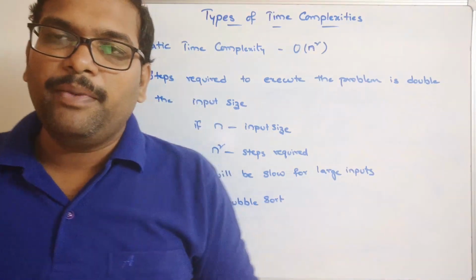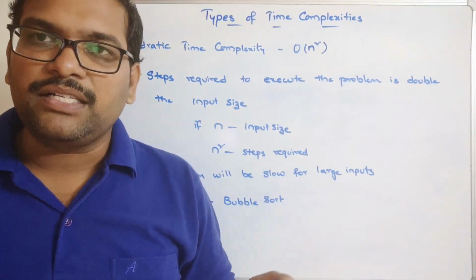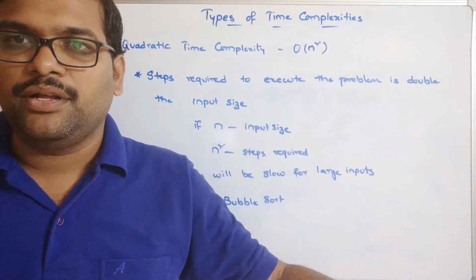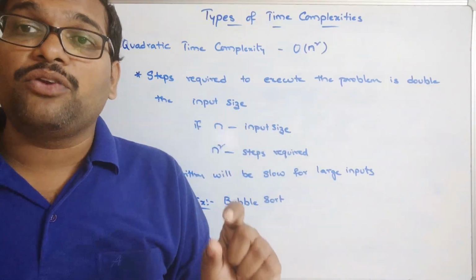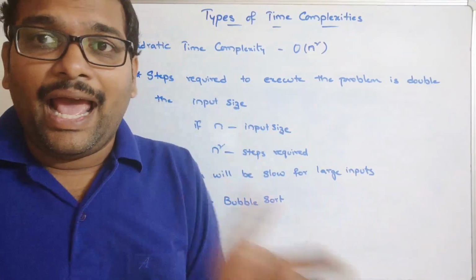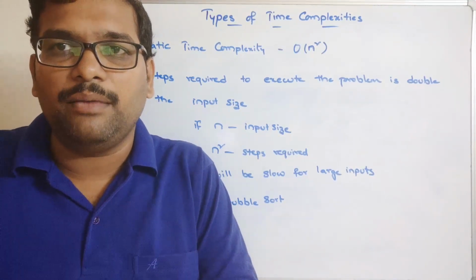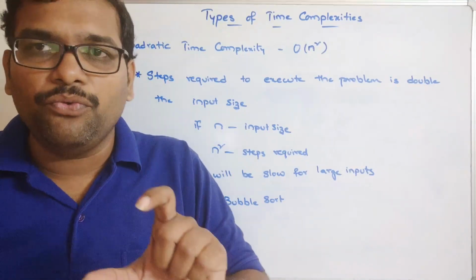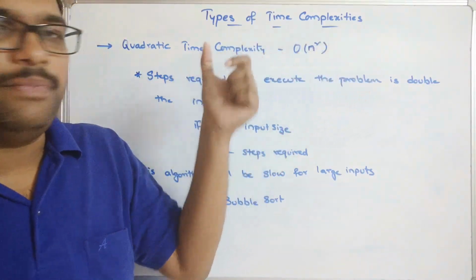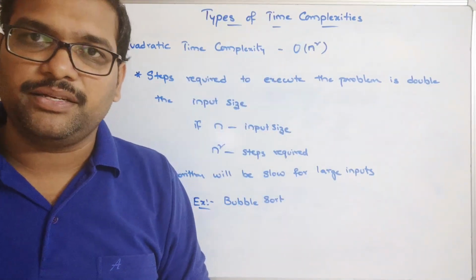The main logic of implementing the bubble sort is comparing the consecutive elements. After the first pass, the highest element will be residing at the last position. So in an array, if you want to compare the consecutive elements, first element and second element, third element and fourth element, then this complexity will be suited, and that will be the example for this particular complexity, quadratic time complexity.